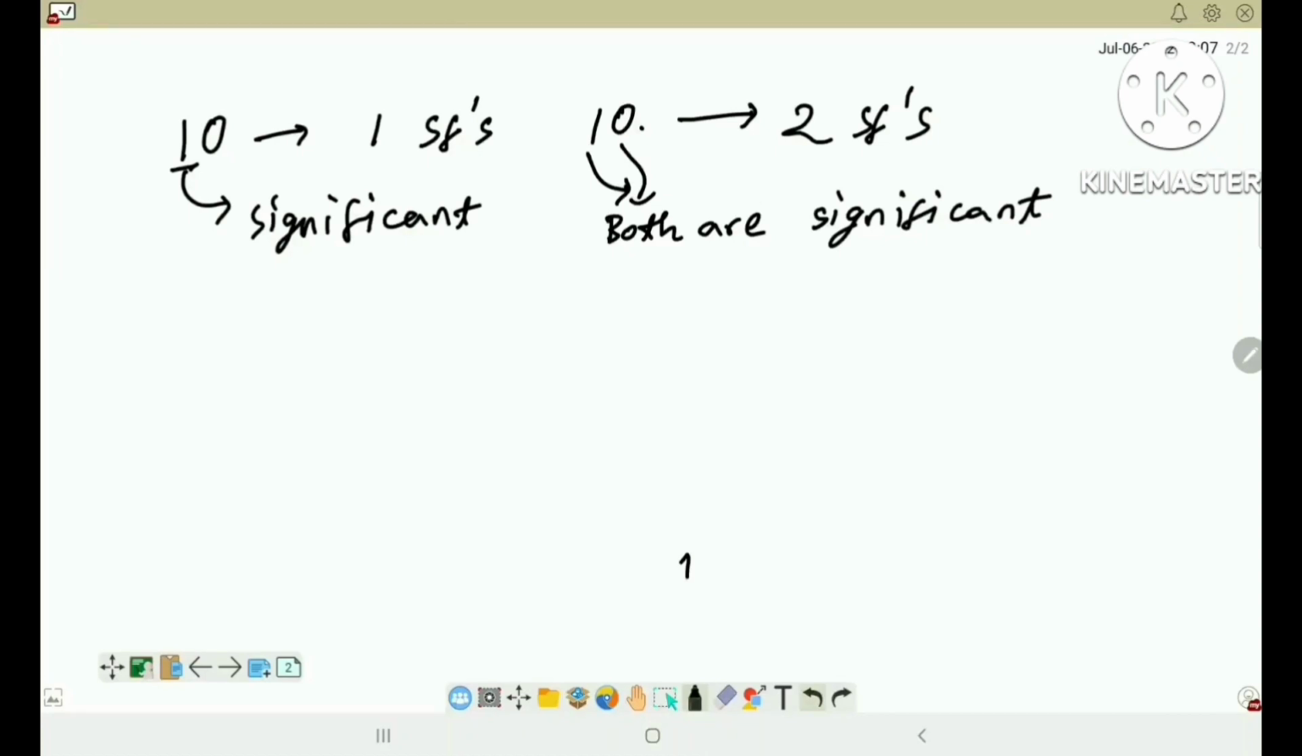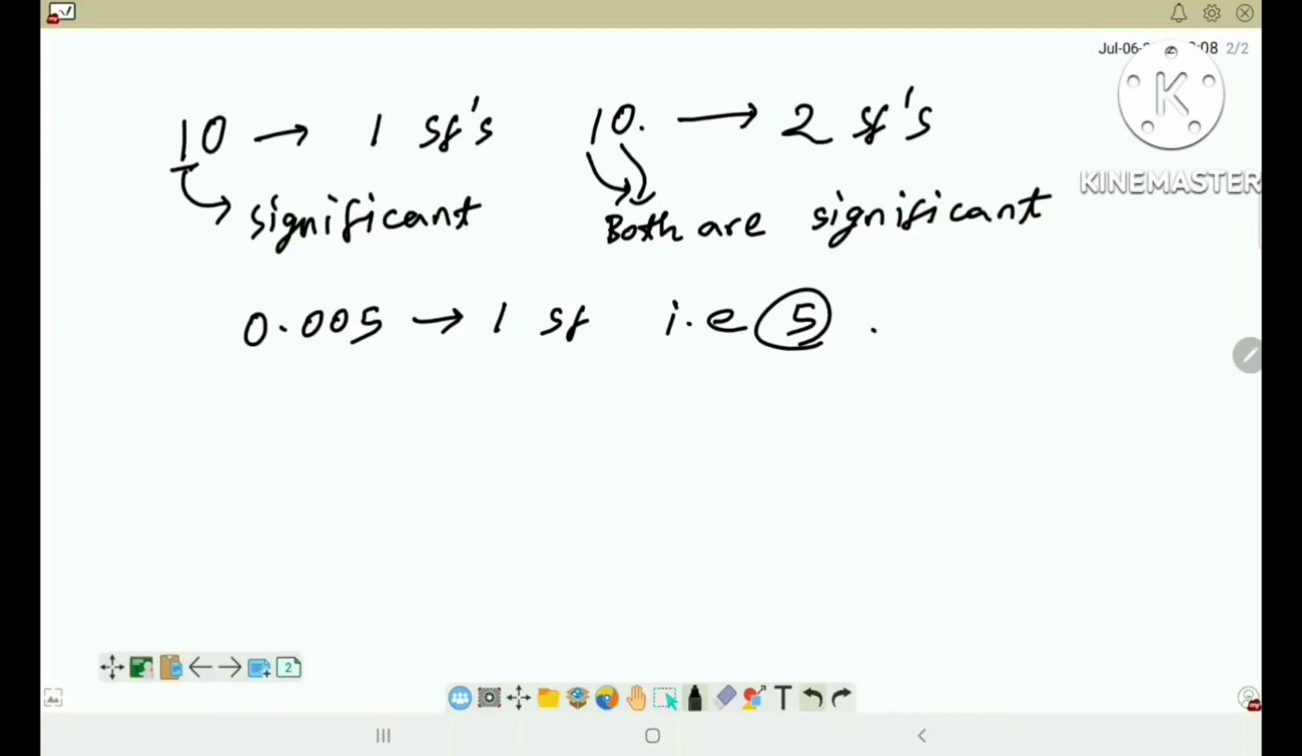Let's take some more examples. If the number is 0.005, then it has only one significant figure, that is 5. Because the zeros present before the first non-zero digit 5 are not significant. These zeros before 5, that is left to the 5, are not significant.